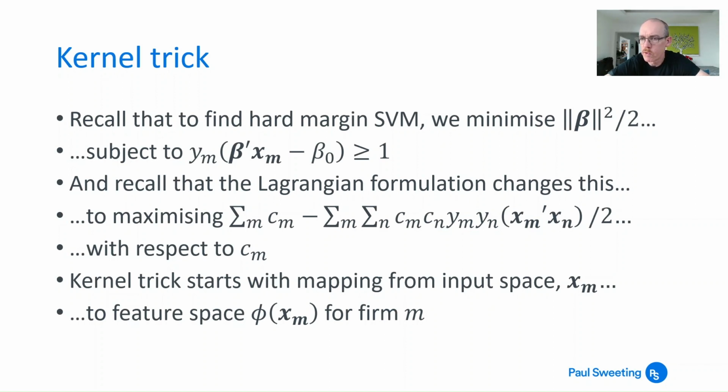So the Lagrangian formulation changes this, and it changes it to try to maximize the sum over all m of Cm, that's the Lagrangian multiplier, minus the sum over all m and all n of Cm Cn Ym Yn Xm transpose Xn over 2 with respect to Cm. So the kernel trick starts with mapping from the input space Xm to the feature space of phi of Xm for each m. And this will become clearer when we start looking at examples.